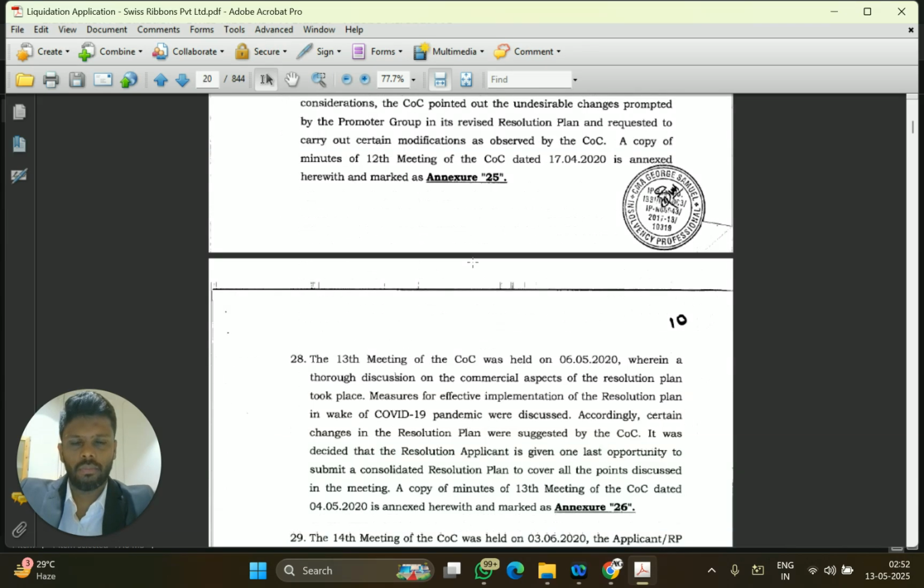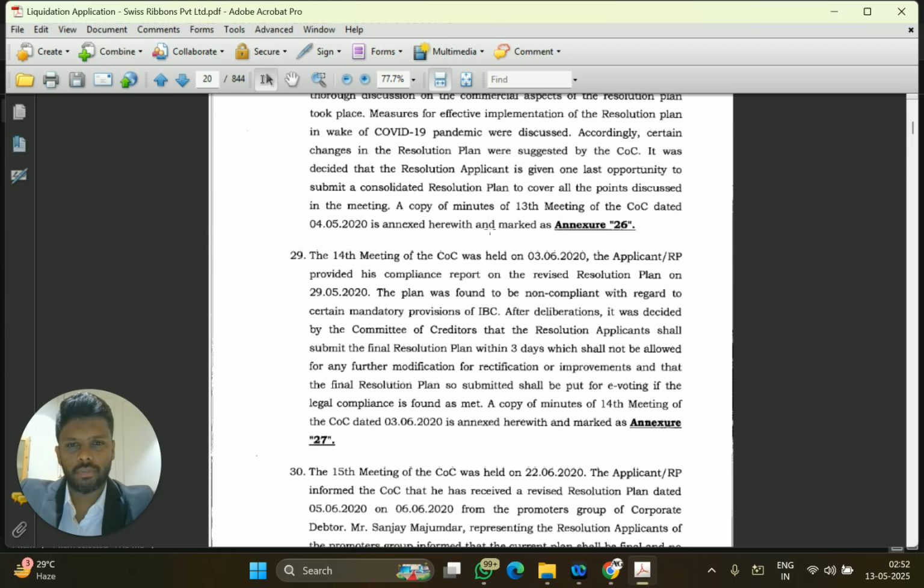Then there was some impact that COVID had on the CIRP process, which is explained here. Then the 14th COC meeting was held, again providing the compliance report on the revised resolution plan. Deliberations were held. The COC said that the resolution applicant, in that sense not applicants, it is only one applicant, shall submit the resolution plan within 3 days and shall not be allowed any further modifications or rectification.